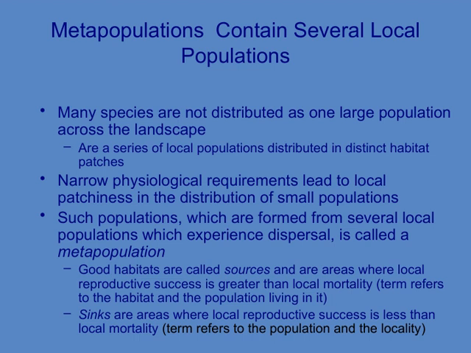Now, within this framework, we distinguish between good habitats called sources and less suitable ones called sinks. Sources are areas where local reproductive success exceeds local mortality, so these patches produce more individuals than are lost. On the other hand, sinks are areas where local reproductive success is less than local mortality, meaning these patches rely on individuals dispersing from sources to maintain their populations. Understanding these concepts helps us see how populations are maintained across fragmented landscapes and highlights the importance of habitat quality and connectivity for species survival.